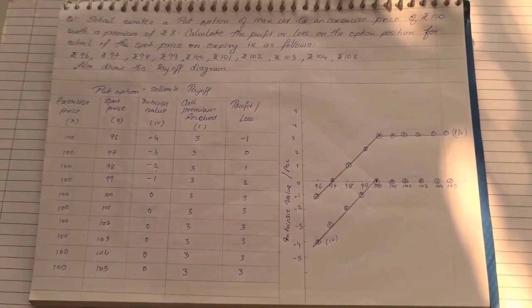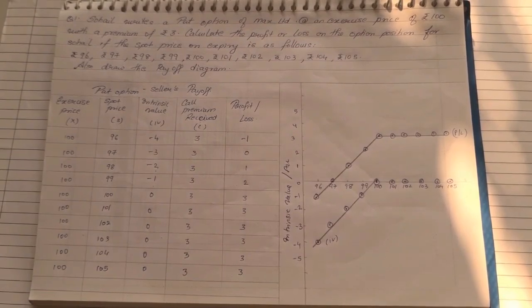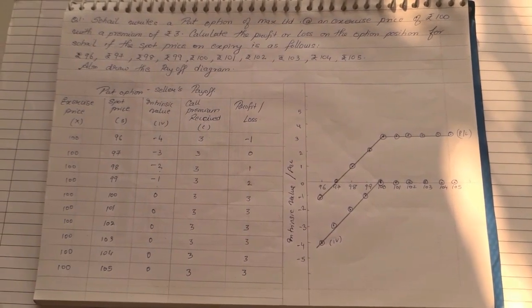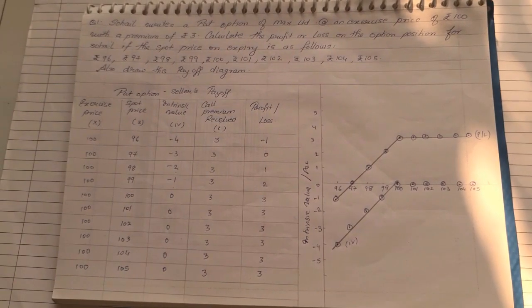This was the fourth type under the main topic, options. So we had two sums based on call option where we had the buyer's and the seller's payoff. And then we have two sums based on put option where we again have the buyer's and the seller's payoff. I hope everyone has watched all the four videos and understood how to solve the sums.